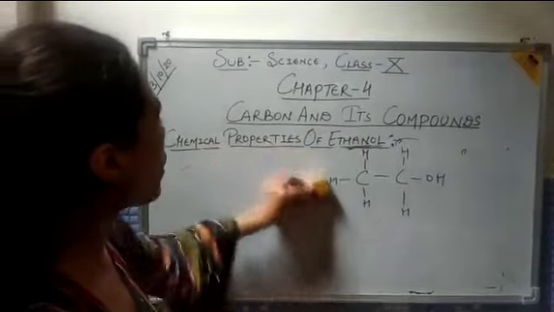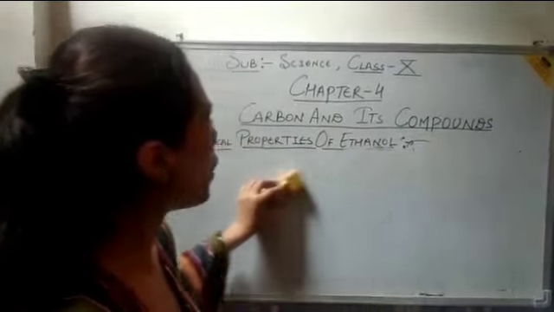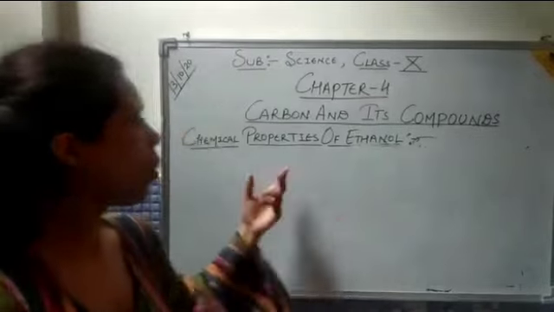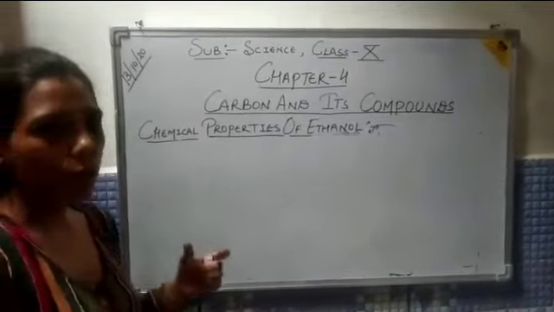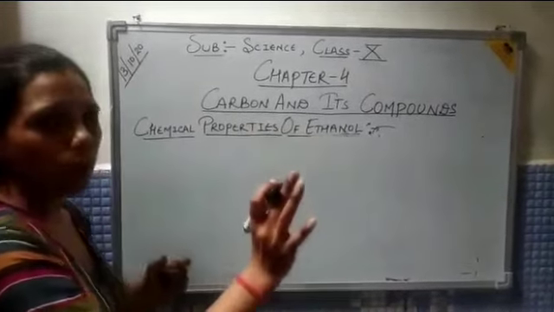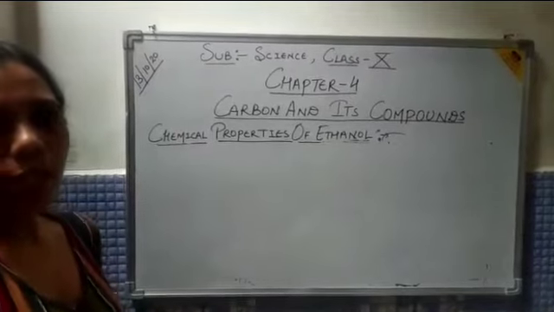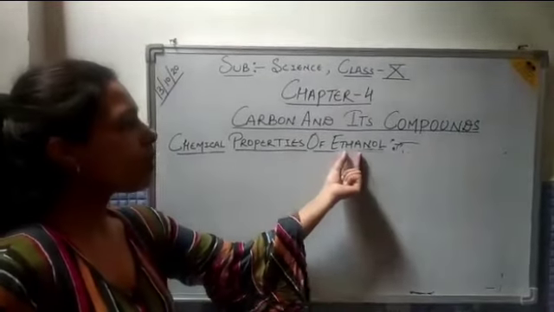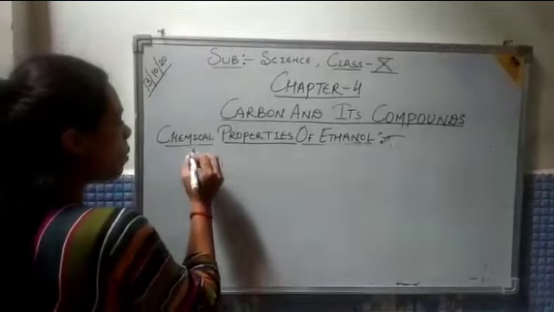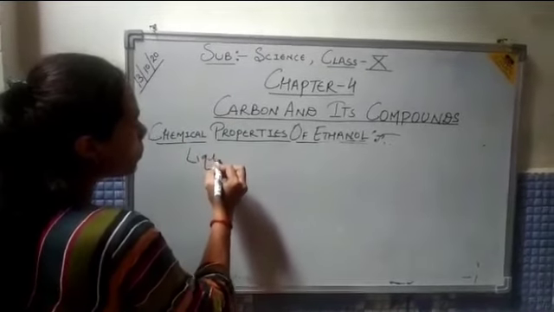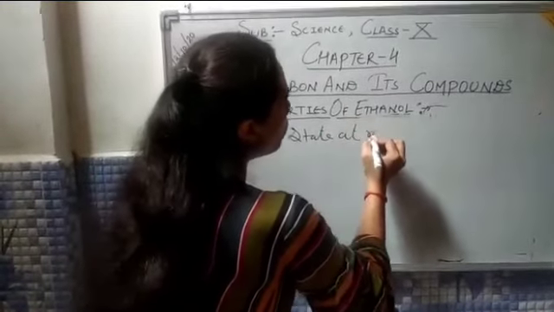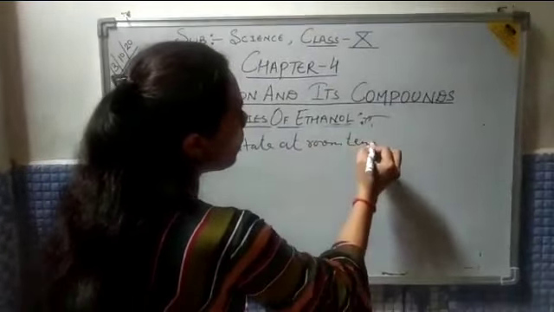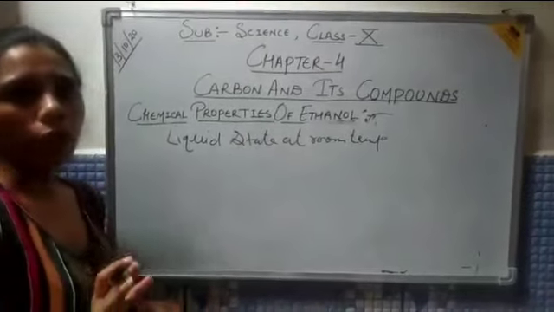Now we will talk about the chemical properties of ethanol. But before moving to the chemical properties, understand what ethanol is. Ethanol is a liquid. Ethanol is found in liquid form at room temperature. Room temperature means 25 degrees Celsius. At room temperature, ethanol is found in the liquid state.